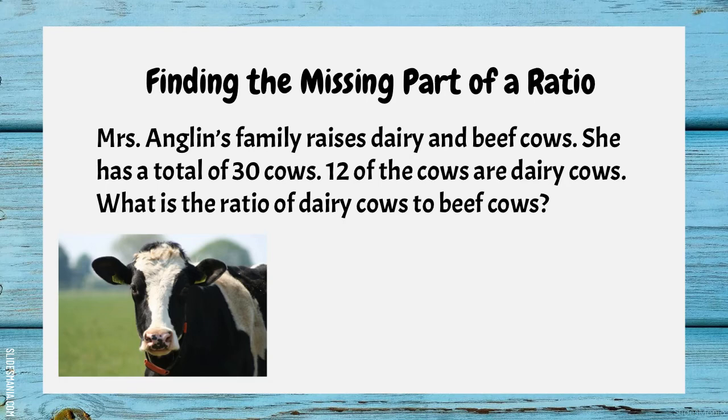So Miss England's family raises dairy and beef cows. She has a total of 30 cows. 20 of the cows are dairy cows. What is the ratio of dairy cows to beef cows?